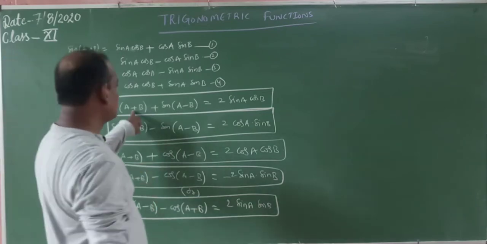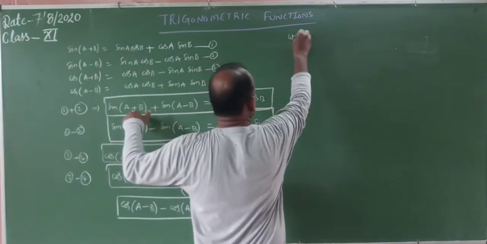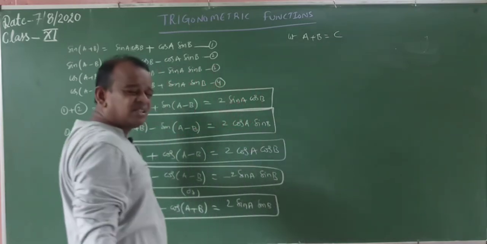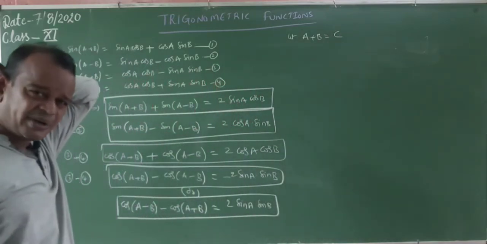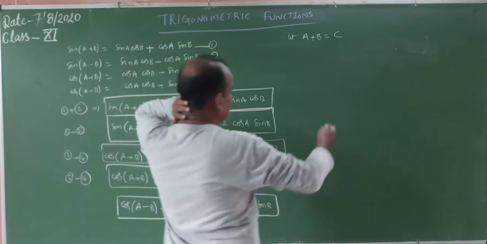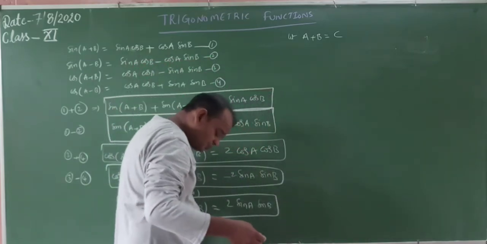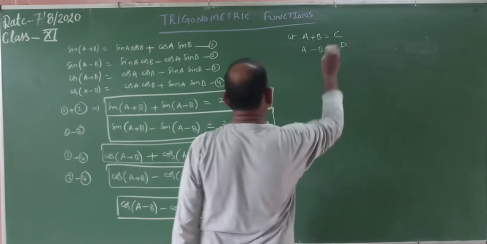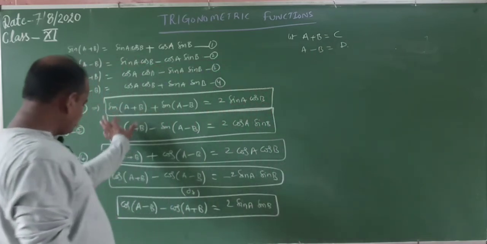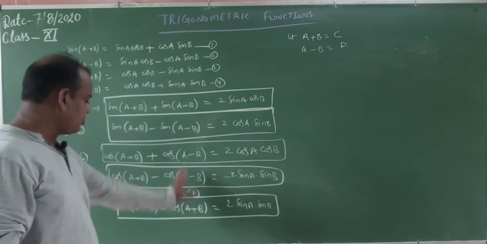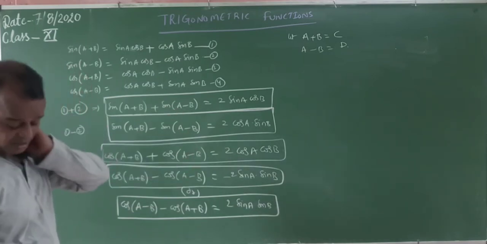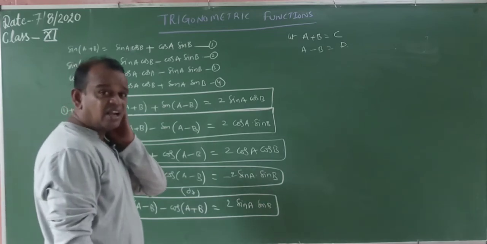Okay. Suppose A plus B equals something. I want C, whatever it may be, C or theta or pi. A plus B equals C. Now A minus B is equal to D. This A plus B, I have 100%, and another one, A minus B, 100%. A plus B equal to C, A minus B equal to D. Now solving for A and B.